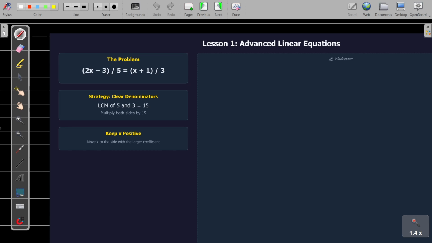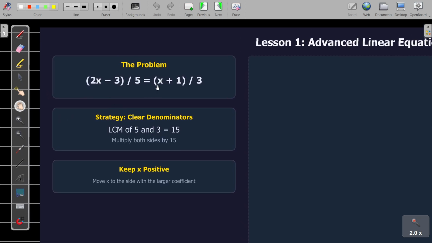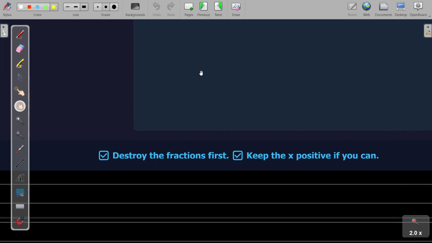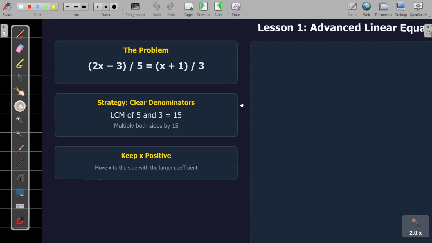So as you can see right here on your screen, I have the problem. This is going to be a classic Year 10 problem. 2x minus 3 all over 5 equals x plus 1 all over 3. Now, our first habit is that we need to destroy the fractions first. So how do we destroy the fractions? The thing is, we do not try to move the minus 3 or plus 1 because they are trapped in the numerator. They're above, okay? So we need to clear the denominators first before we can get rid of those.